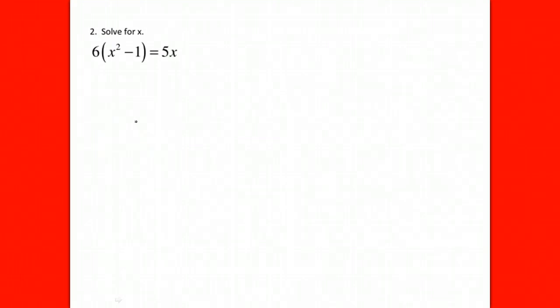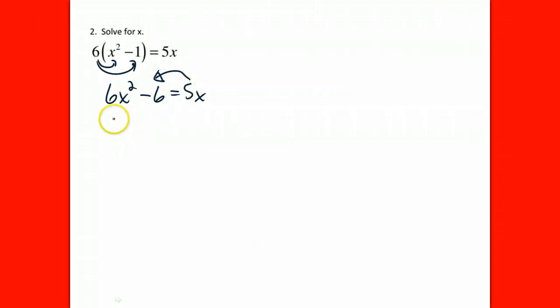Solve for x. It's a quadratic equation. Distribute the 6 across first. And have 6x squared minus 6 equals 5x. It's quadratic, so you're going to have to set it equal to 0. Move the 5x over by subtracting it. Writing the terms of the polynomial in decreasing order, we have to factor this quadratic.